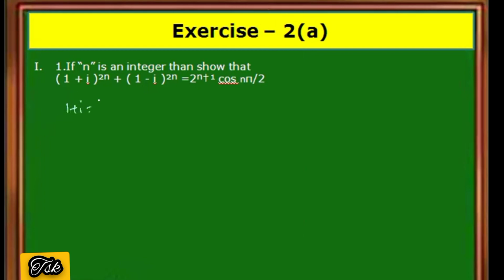1 plus i can be written as root 2 into (1 by root 2 plus i by root 2). So this 1 by root 2 can be written as cos pi by 4, and again 1 by root 2 can be written as sin pi by 4. So this is nothing but root 2 into (cos pi by 4 plus i sin pi by 4).